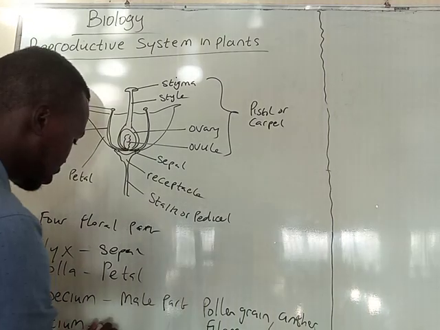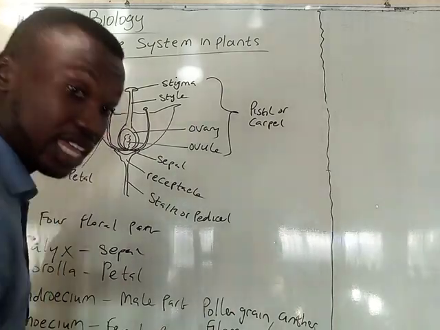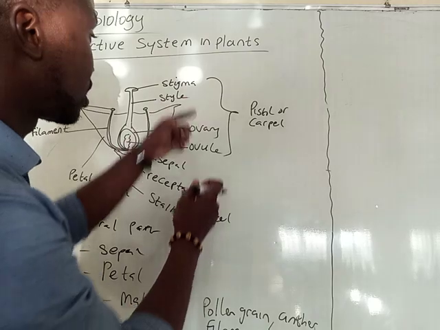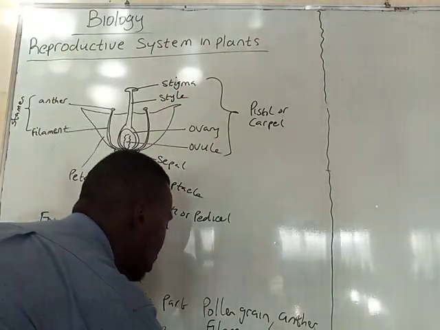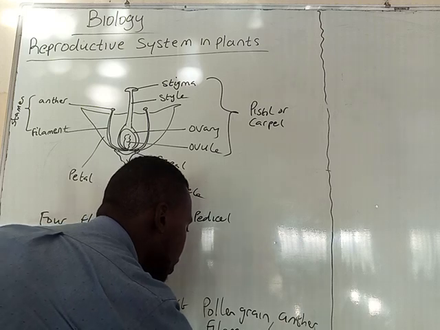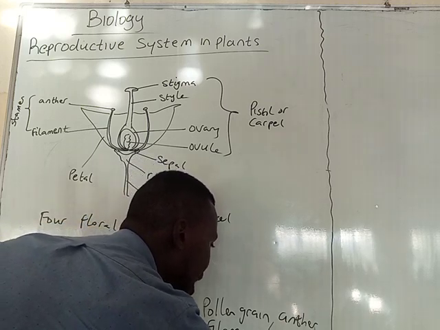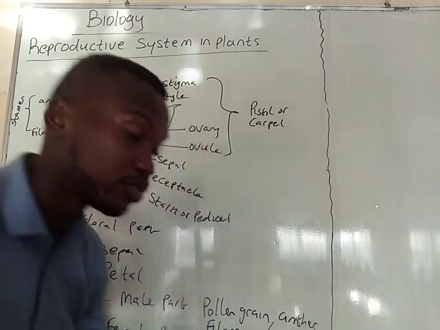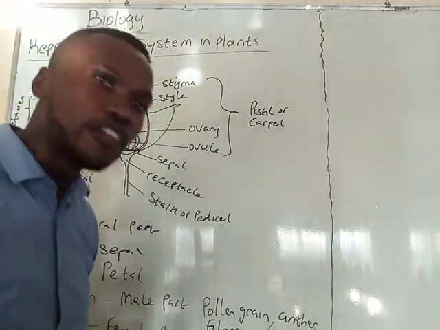The gynecium. This is the female part. The female part is what? The stigma, the style, the ovary, and the ovule. So let me just quickly write it out. The stigma, the style, the ovary, and the ovule. Forgive my handwriting, okay? So these are the 4 floral parts of a flower.